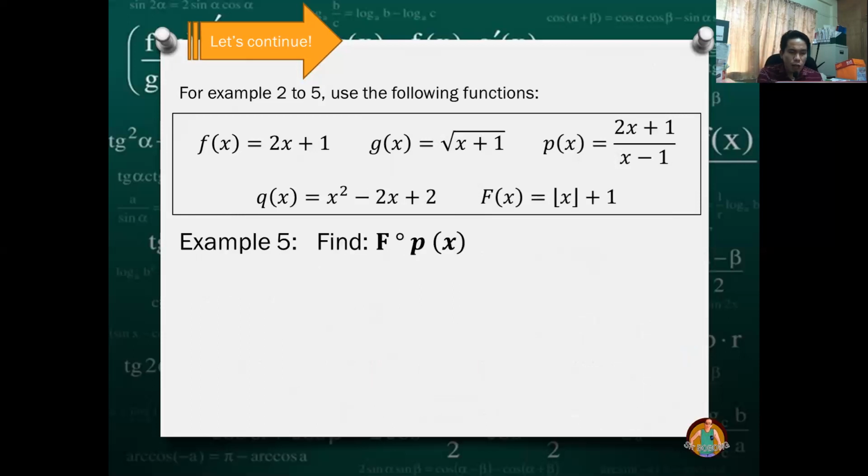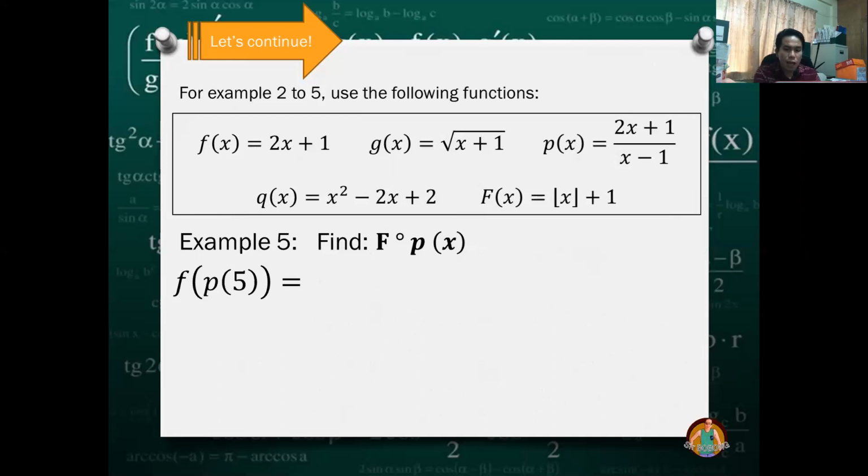So, last example na ba tayo? Yes, our example number 5, find capital F circle P of X. Okay, so, hindi ko napalitan. It should be capital F of P of 5. Okay, so dapat capital F yan na. Okay, so this time, may value yung X natin.